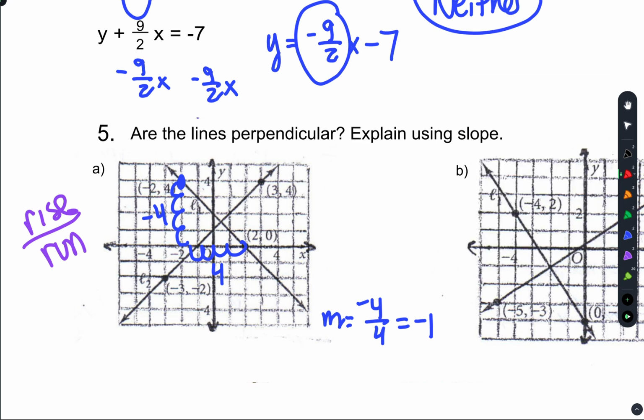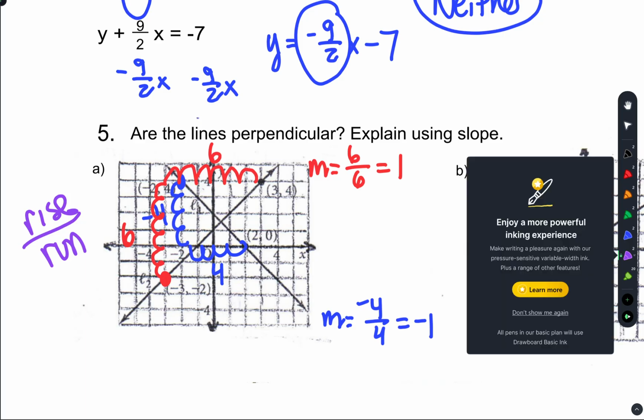Same thing on the other side here. I start with the left. I go up 1, 2, 3, 4, 5, 6. And to the right, 1, 2, 3, 4, 5, 6. My slope here is 6 over 6 equals 1.